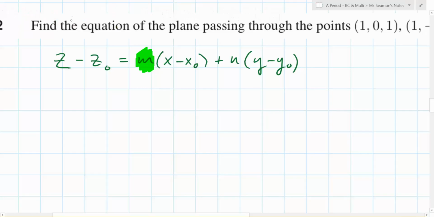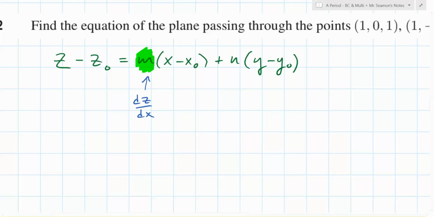Well, I already told you it's a slope, but which slope in particular if you had to describe it? What's it being multiplied by? X. So it's going to be the slope in the x direction. So this right here is dz dx.